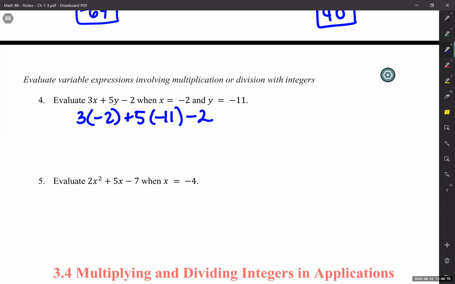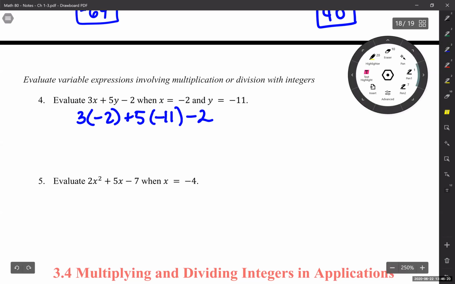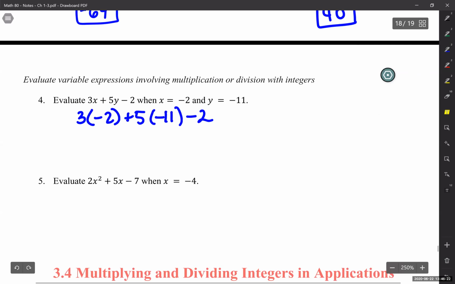So I'm going to do the multiplication first. These are multiplication with one negative, they're opposite sign multiplication problems. So 3 times -2 is, oops, I almost put 5. Well, I did put 5, but I caught it. -6. 5 times -11 is -55, because there's only one negative. And then finally minus 2.